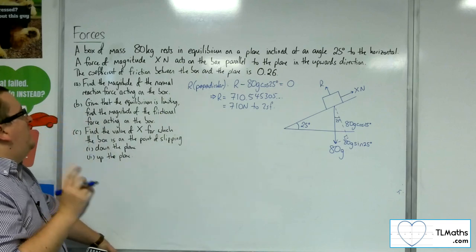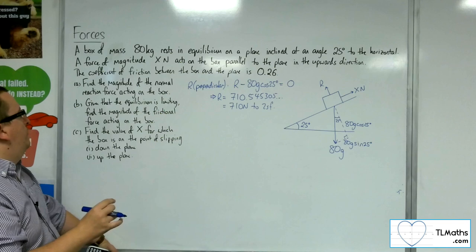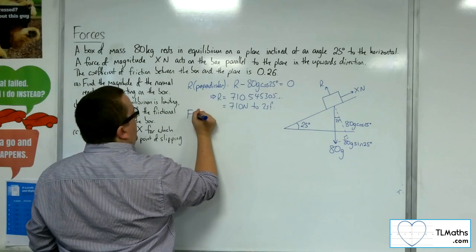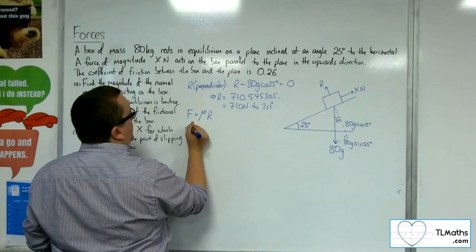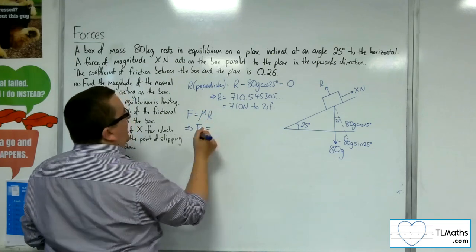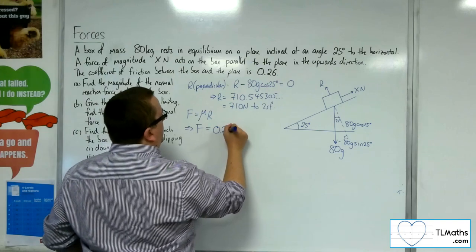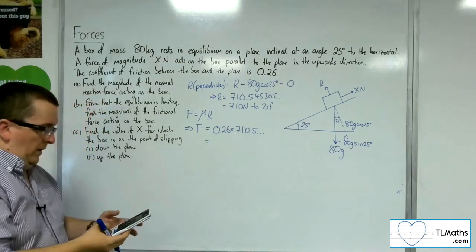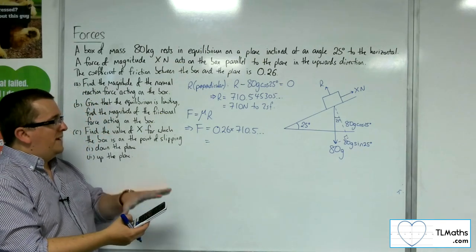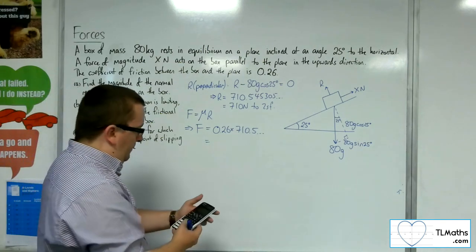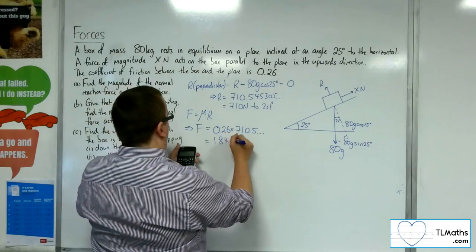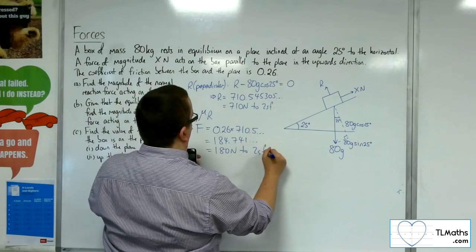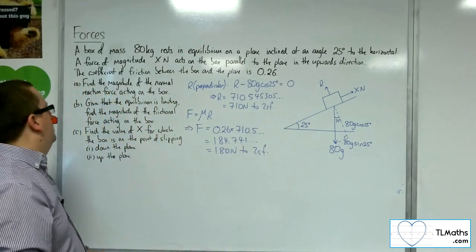Given that the equilibrium is limiting, find the magnitude of the frictional force acting on the box. So, because it's limiting, F will be equal to mu times R. So the frictional force is equal to mu, the 0.26, times the 710.5, etc. So I've still got that 710.54, etc. on my calculator. Multiply that by the 0.26, and I get 184.741. So 180 newtons to 2 sig fig. Okay, that's my frictional force.